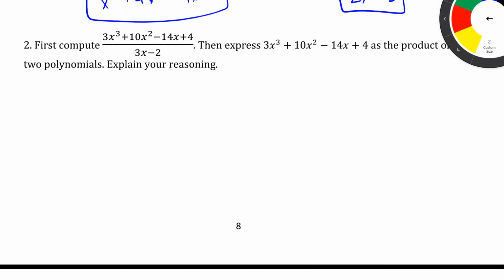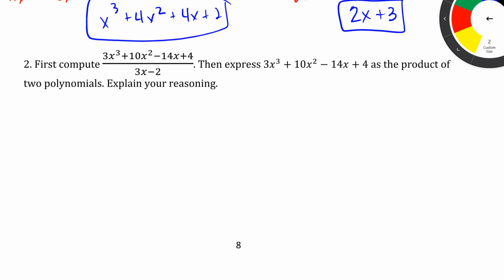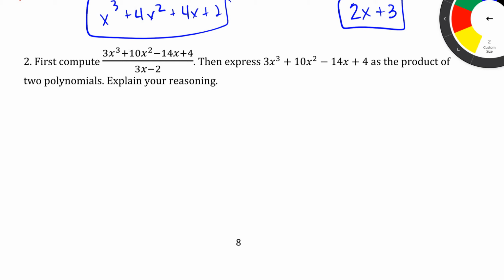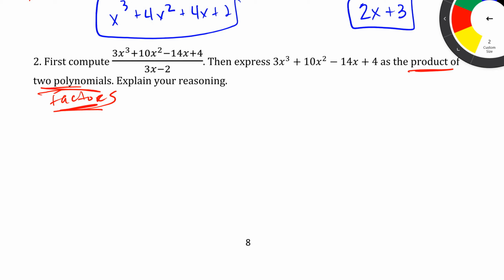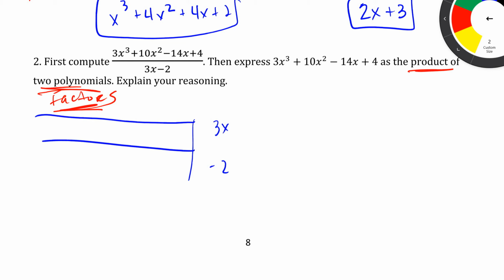All right, number 2. So for number 2, you have to go through here and continue to find these divisors. So we're first computing this division, and then we're expressing it as a product of two polynomials. This is just a fancy way of saying factors. So we just want to find the factors of this polynomial is essentially what they're really asking us to do. So let's start by dividing. So we have 3x, we have -2, and we'll do our normal division like we've been doing. I'm actually going to erase this so we have room, and I'll just write it up here. This means factors.